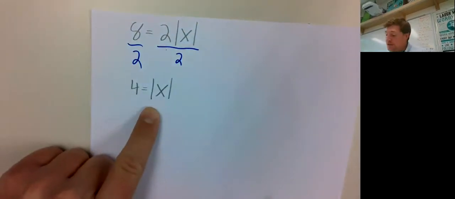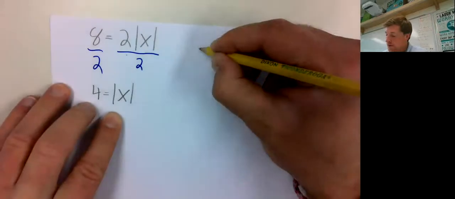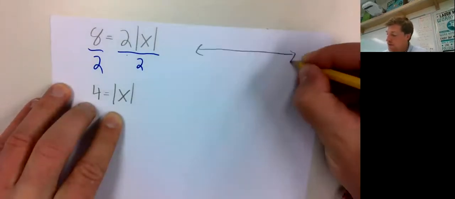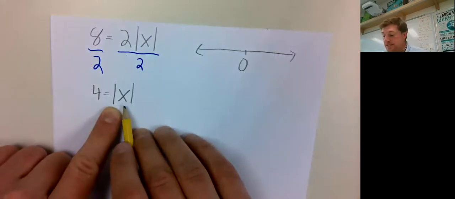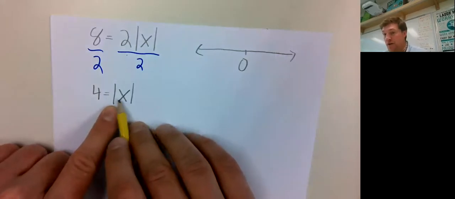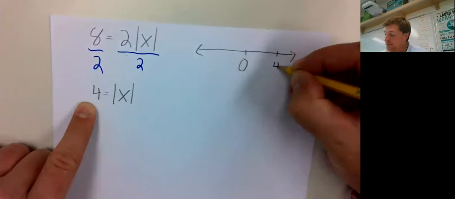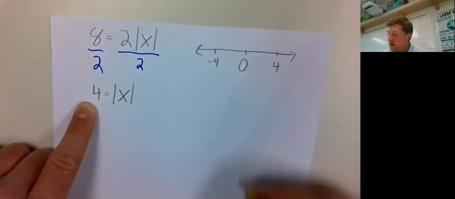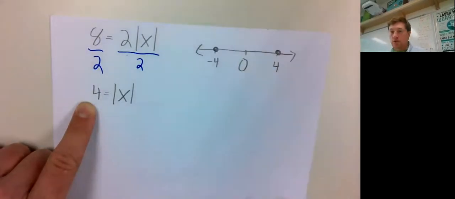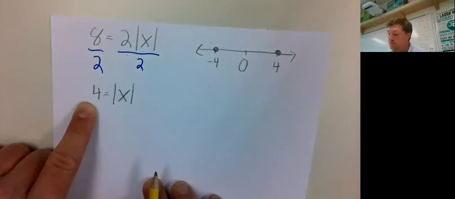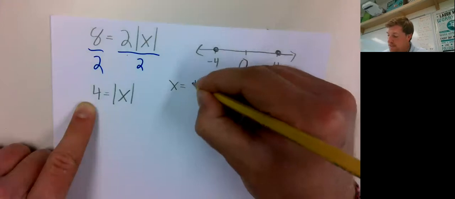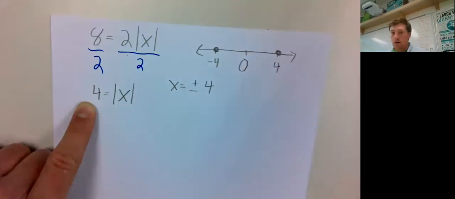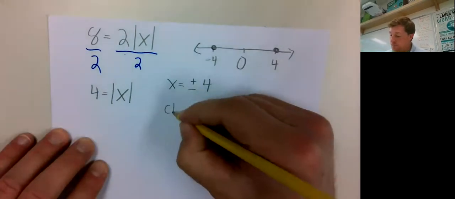Again, I'm going to get 2 answers here. Because I know that this is saying the distance that x is from 0 is 4. So that could be a positive 4 or a negative 4. And those are going to be my 2 answers, my 2 solutions for this problem. So x is going to equal, another way we can write this is positive or negative 4. That's our answer to this solution here. Let's check and make sure that it works.